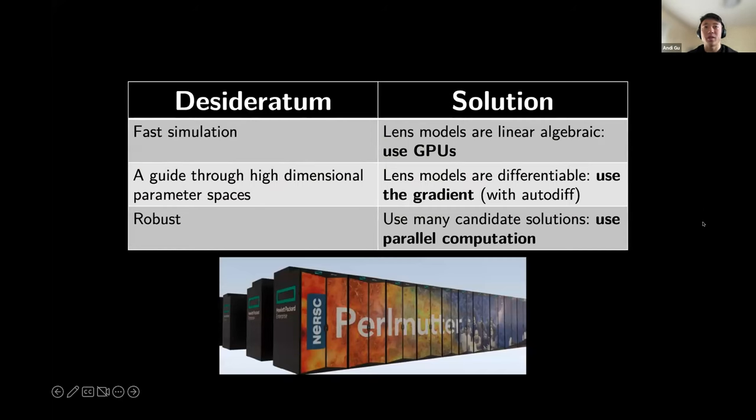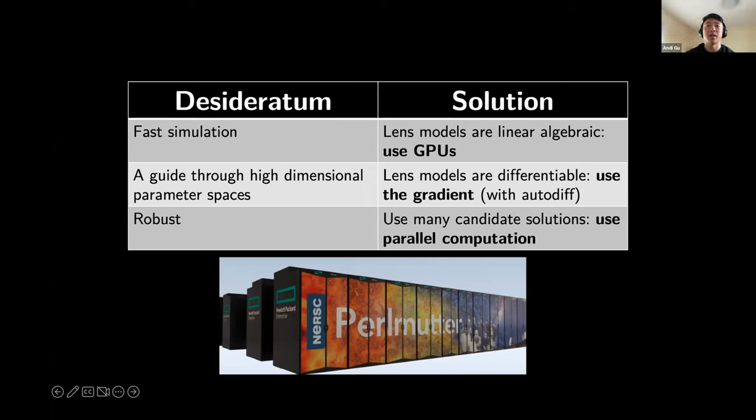Okay, so with our goals and these problems in mind, we have three main desiderata when we were trying to come up with a new lensing package. The first was that we required fast simulation. As I hinted at, simulation is key to forward modeling. And if you want a fast inference code, then you need a fast simulation code. Luckily, most popular lens models are analytic, so their deflection angles can be calculated via a series of simple matrix operations. And this is what I mean by the lens models being linear algebraic, right? Since this is the case, we can use GPUs for fast simulation because we know GPUs are exceptionally good at elementary operations on large matrices.